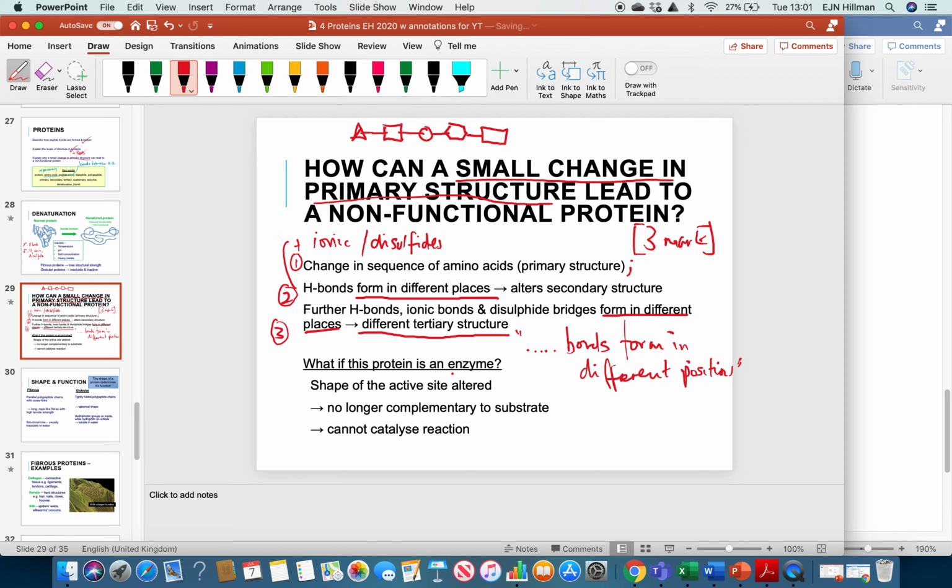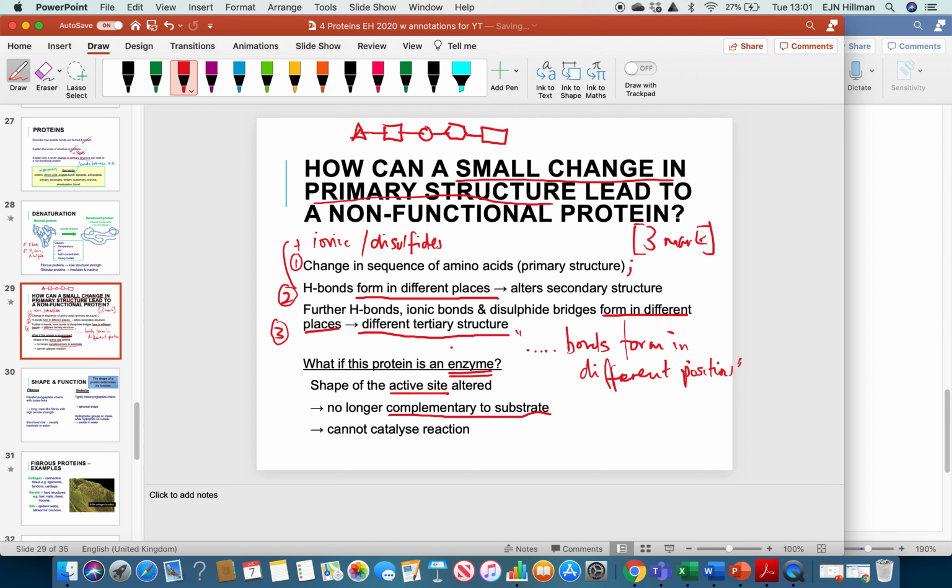Very commonly, this may relate to an enzyme. What do we know about enzymes? Well, enzymes have a very specific active site which would be complementary to a substrate.